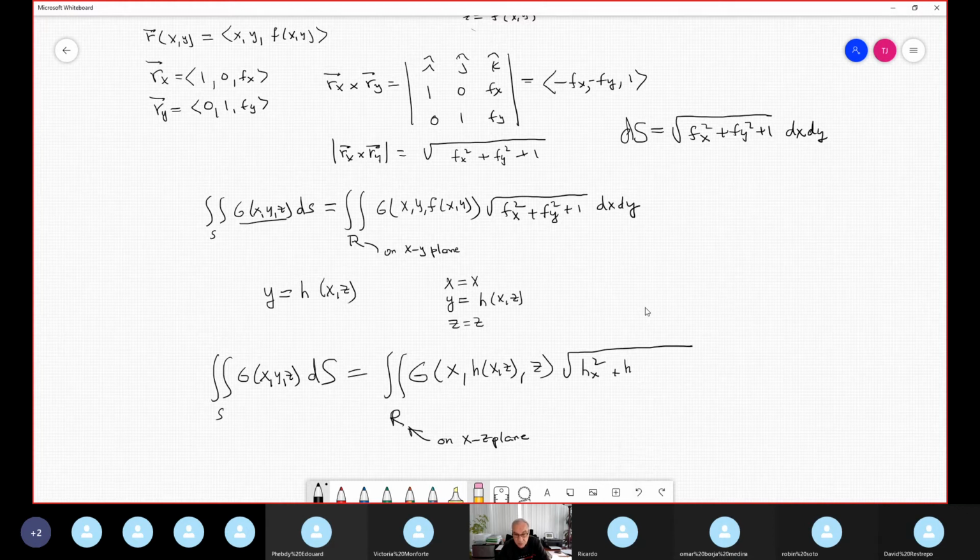I copied wrong in my paper. Square plus 1. In this case, the differentials are dx dz. Do you understand? It's exactly the same. We have another possibility, of course.